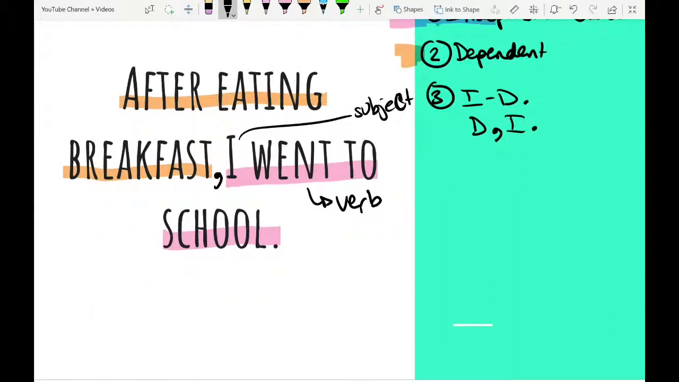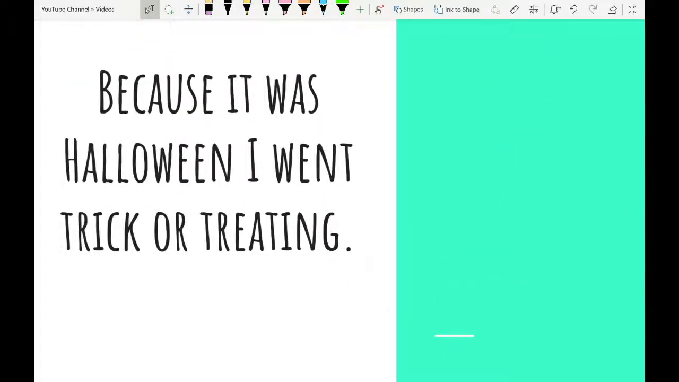Perfect. All right, let's take a look at one more. Because it was Halloween, I went trick-or-treating. This is a nice example right here. So first things first, we're going to identify where our independent is. Take a moment, identify that one. We're going to do this one in pink. If you said I went trick-or-treating, you would be correct.